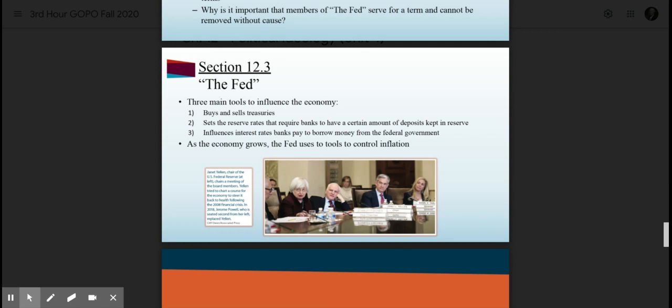They also set the reserve rates, which require banks to have a certain amount of money that they keep in their deposit. So I'll just tell you this right now. If you have $1,000 in your savings account, it's not all there. Let's say the reserve rate's 20%. The bank can lend out $800 of your $1,000.